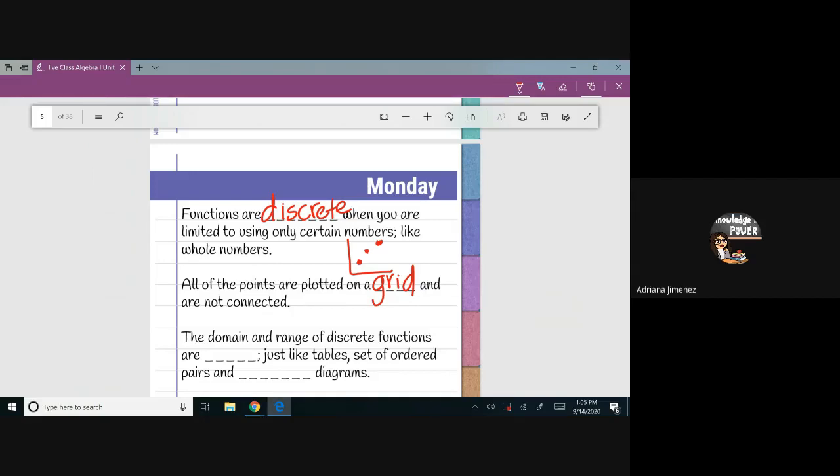The domain and the range for discrete functions are listed. That means like what we were talking about last week. Last week we said that you can only put them in order from least to greatest, and that was from the tables and mapping diagrams. So let me give an example of that, because I don't know if y'all remember that. If I gave you 1, 2, 3, 5, 5, negative 6, and I told you I want you to tell me what the domain and the range is.